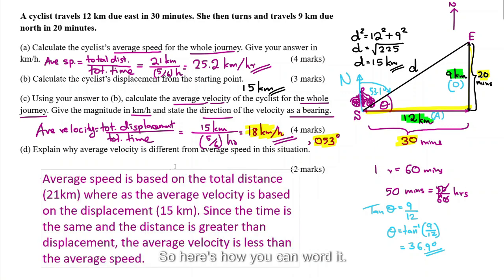So here's how you can word it. Average speed is based on the total distance, 21 kilometers, which is the sum of 12 and 9. Whereas the average velocity is based on the displacement, 15 kilometers. Since the time is the same and the distance is greater than displacement, the average velocity is less than the average speed.